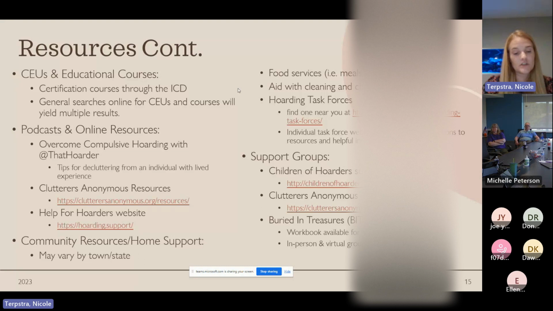There are support groups for children of those with hoarding disorder, Clutterers Anonymous, which I believe I mentioned just a second ago. And then there's also the Buried in Treasures curriculum, which is a very popular resource for individuals with hoarding disorder. They offer in-person and virtual groups nationwide.